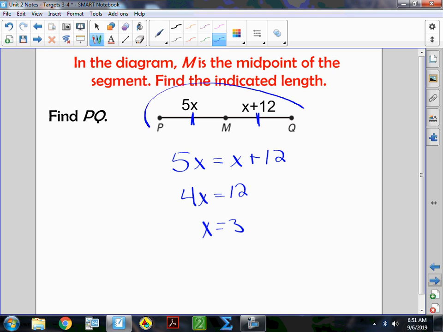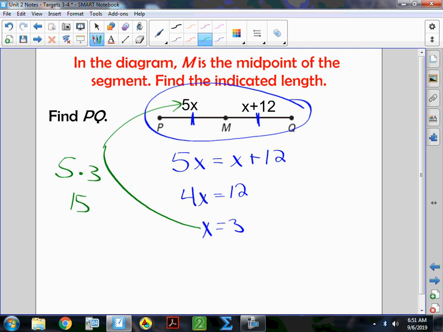This time it says find the whole thing, MQ. Okay, so it doesn't matter, but you can plug it into either one. 5 times 3 is 15. So if this part is 15, then MQ equals 15, and PQ equals 30, because PQ is the entire segment. So feel free to go back and watch the examples if you need to see them again.